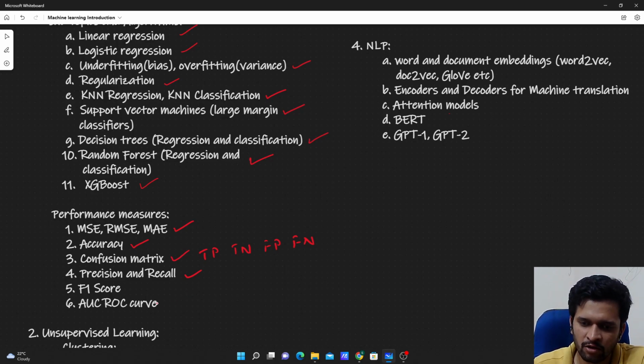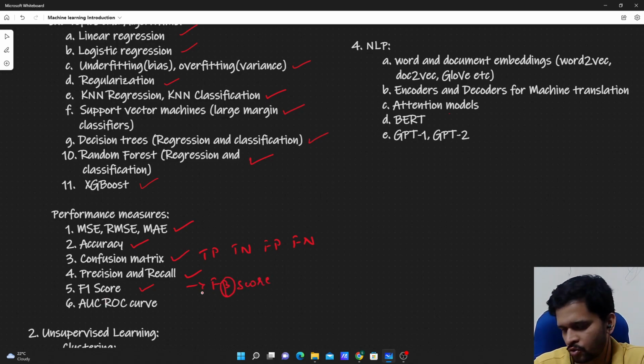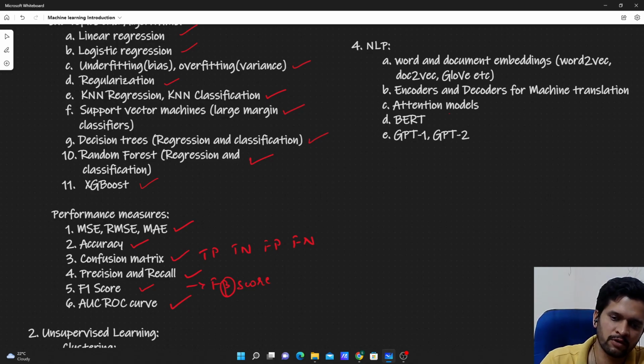Then I'll talk about something called the F1 score. In general, it is called the F beta score. There can be any value with respect to beta, but the most widely used is the F1 score. So I'll talk about that. Then I'll talk about something called the AUC ROC curve. All these are measures for classification and regression algorithms.